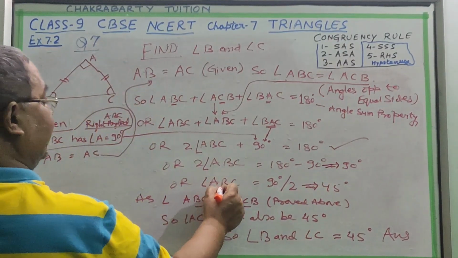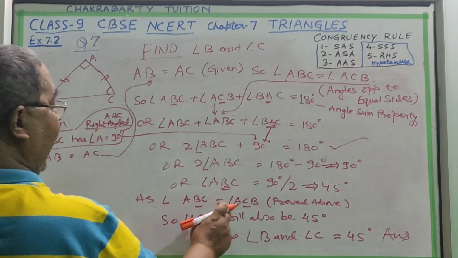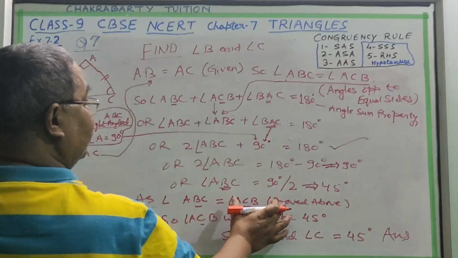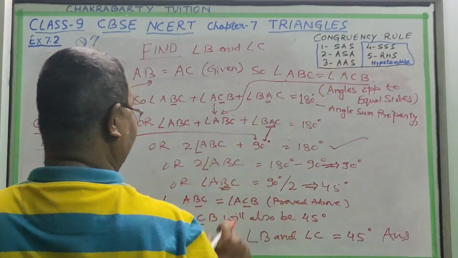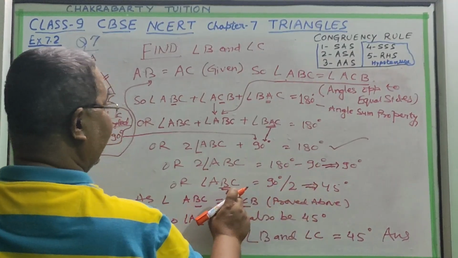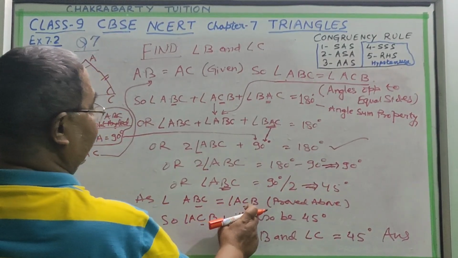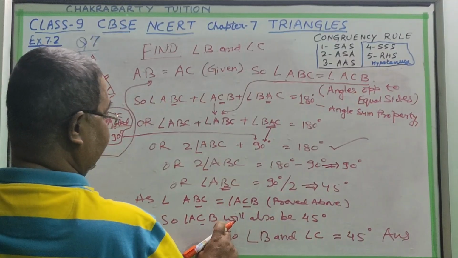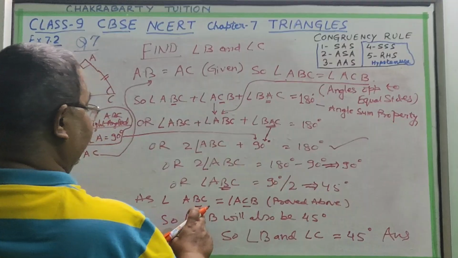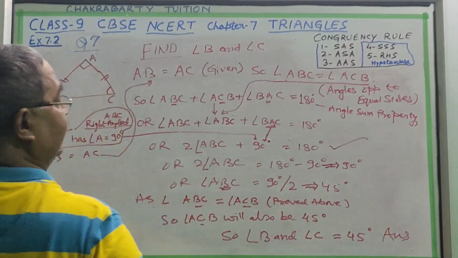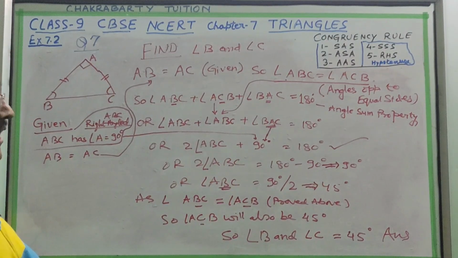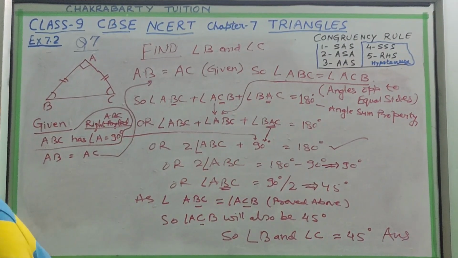45. Angle B and angle C are equal. You already have proved above that these two angles, B and C, are equal. So when angle ABC is 45 degrees, angle ACB will also be 45 degrees. So angles B and C both will be 45 degrees. This is your answer. Find B and C: B and C will be 45 degrees. Okay. Now we go to the next question.